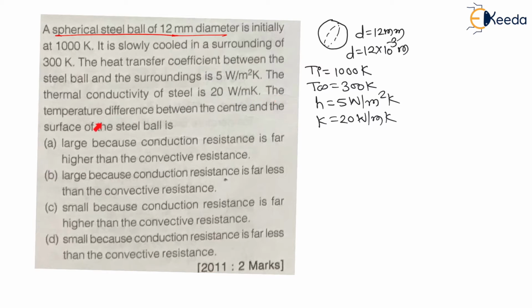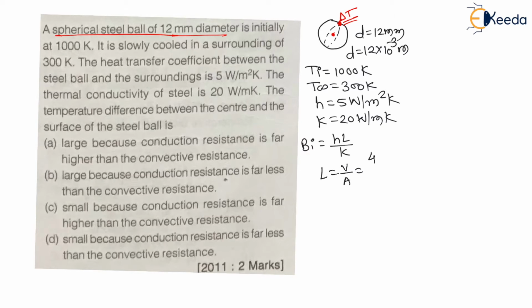After that, the temperature difference between the center and the surface of the steel ball is asked. Now, for this steel ball, we have to find this temperature difference between the center and the surface. Now, let us understand here. First of all, let us check the Biot number. Now, my dear students, the Biot number is hL divided by k, right? Where L is volume divided by surface area. Therefore, this L can be calculated as volume divided by surface area.